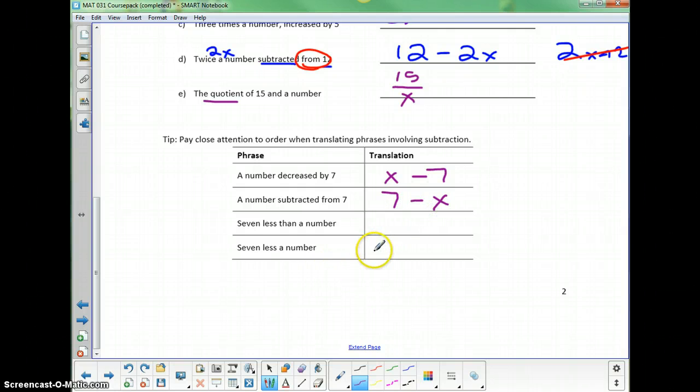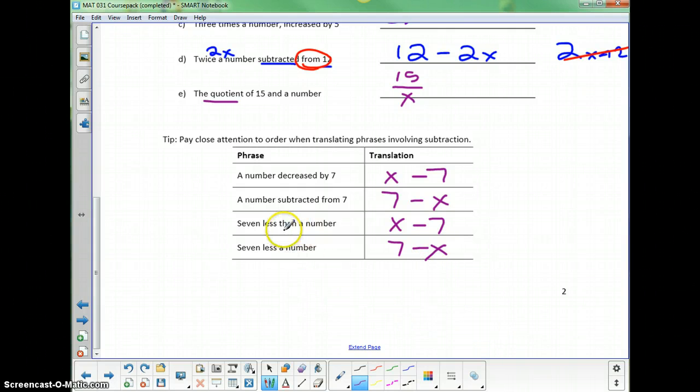Okay. 7 less than a number. Which one of those do you think that is? 7 less than a number should be x minus 7 as well. 7 less than a number, though, just that word than did that to us. Now it's 7 minus x.